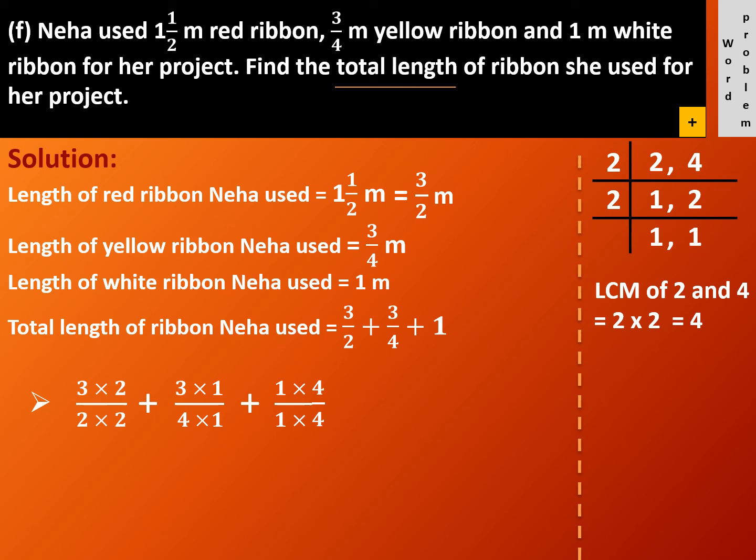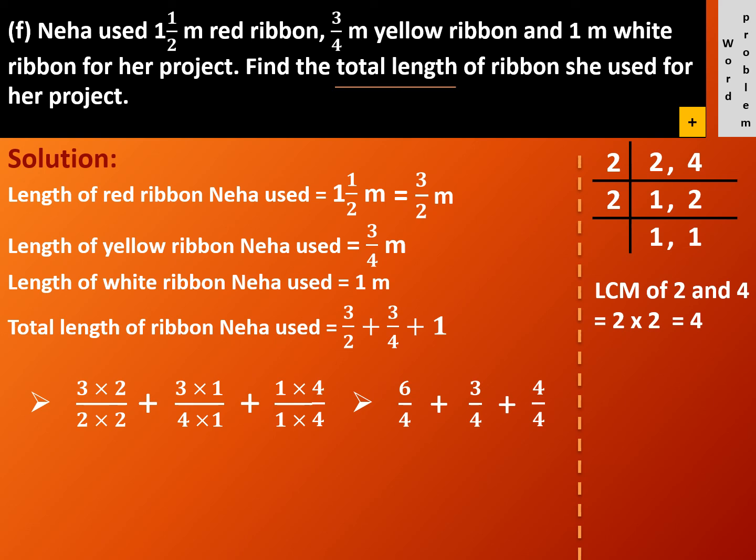Do the multiplication. 3 2s are 6 and 2 2s are 4. So the first fraction is 6 upon 4. Then write the plus sign as it is. 3 1s are 3 and 4 1s are 4. So the second fraction is 3 upon 4. Then write the plus sign as it is. 1 4s are 4. Again 1 4s are 4. So the third fraction is 4 upon 4.